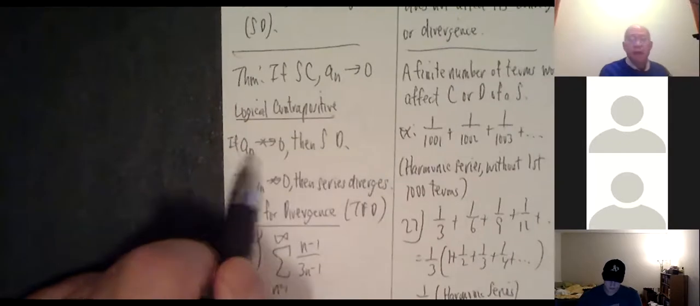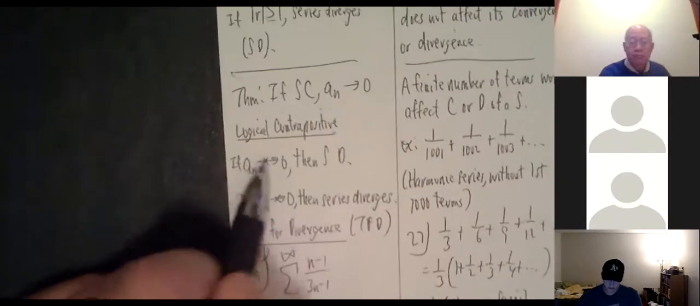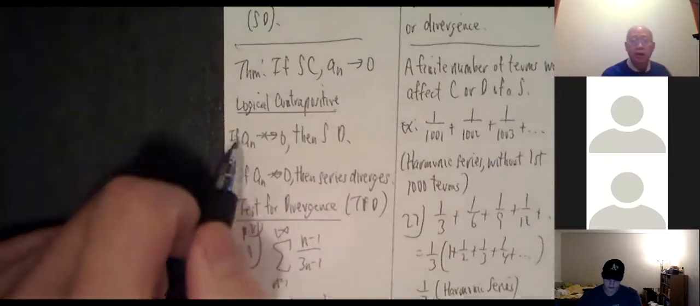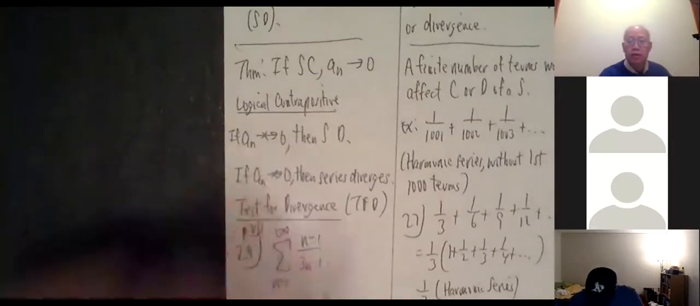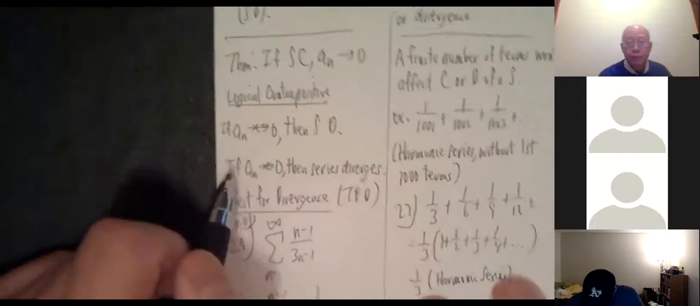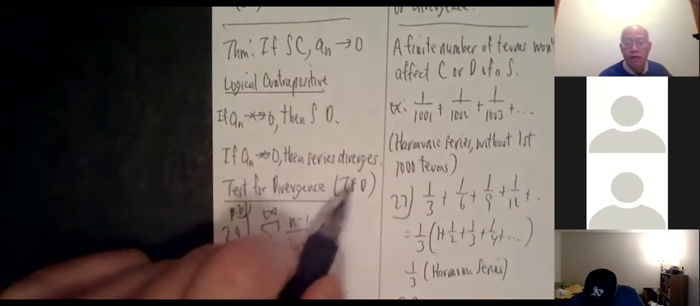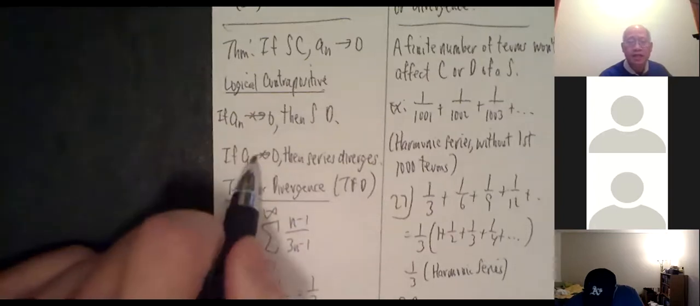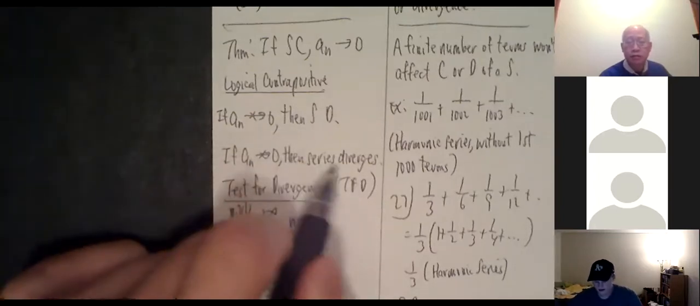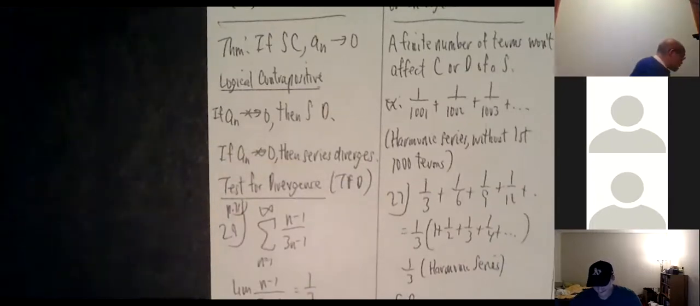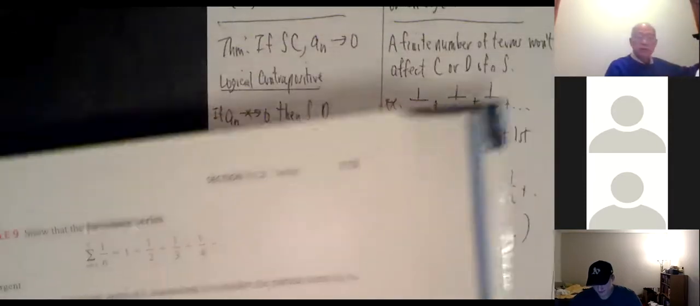So if A sub n does not approach 0, with X meaning not, like no left turn, no smoking, whatever, right? If A sub n does not approach 0, the series diverges. So that's called the test for divergence. I will abbreviate it TFD. If A sub n does not approach 0, the series diverges automatically. That's called the test for divergence, abbreviation TFD.